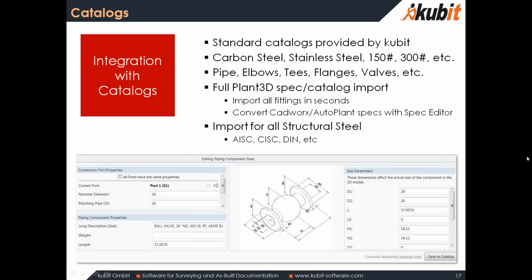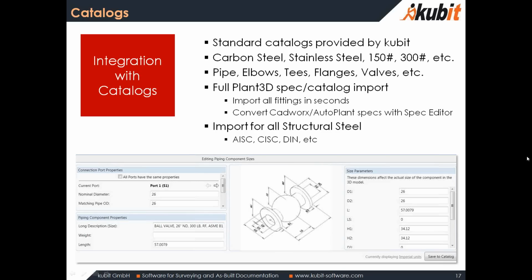Now we do provide quite a big list of catalogs and specs, and we constantly provide custom catalogs for customers. Traditionally, these are your main materials and ratings: carbon steel, stainless steel, 150 up to 2500, standard pieces, that kind of thing. And we always had a way to import them from Plant 3D, or for CADWorks and AutoPlant users, you can use their spec editor to create the Plant 3D specs and then bring them into Kubit. And we also had the same thing for steel as well.